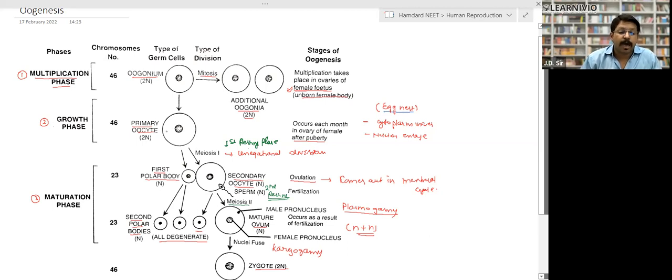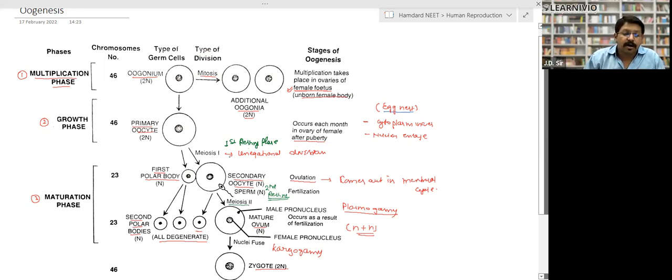The formation of primary oocyte takes place. This is called the first resting phase. In the first resting phase, the cytoplasm increases, the nucleus enlarges, and the size of the oogonium increases. Out of 100 oogonium, only one increases its size, and we call it the primary oocyte. So the growth phase takes place at puberty. When puberty is achieved, the growth phase starts.